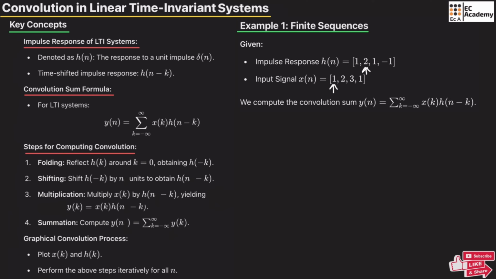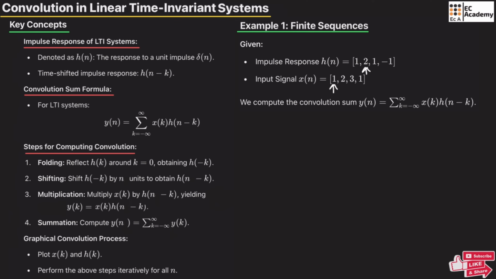To understand this, let us take an example where we are taking a finite sequence. In this example, first let us take a finite sequence where h of n is given as 1, 2, 1, minus 1. Here, this arrow mark specifies this is the value at the origin, which means at n is equal to 0, we will be having the value as 2, and at n is equal to 1, we are having value as 1, and at n is equal to 2, we are having value as minus 1, and at n is equal to minus 1, we are having the value as 1.